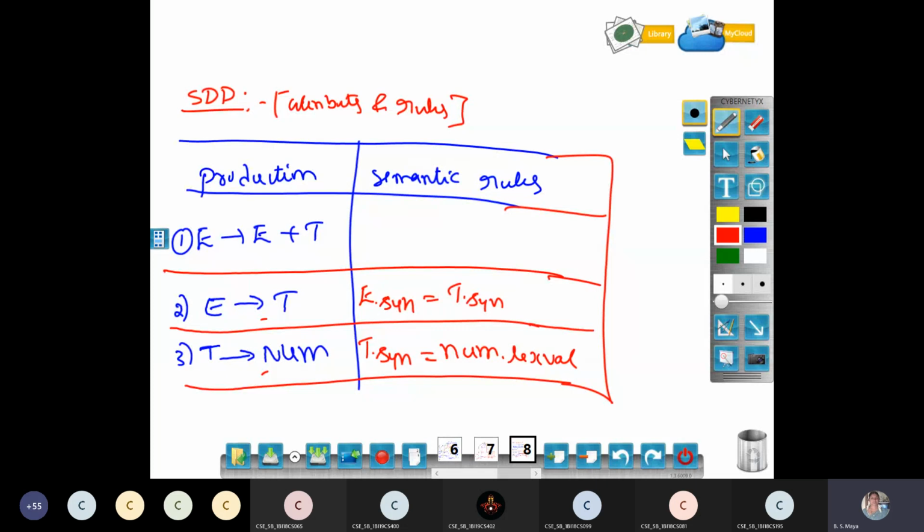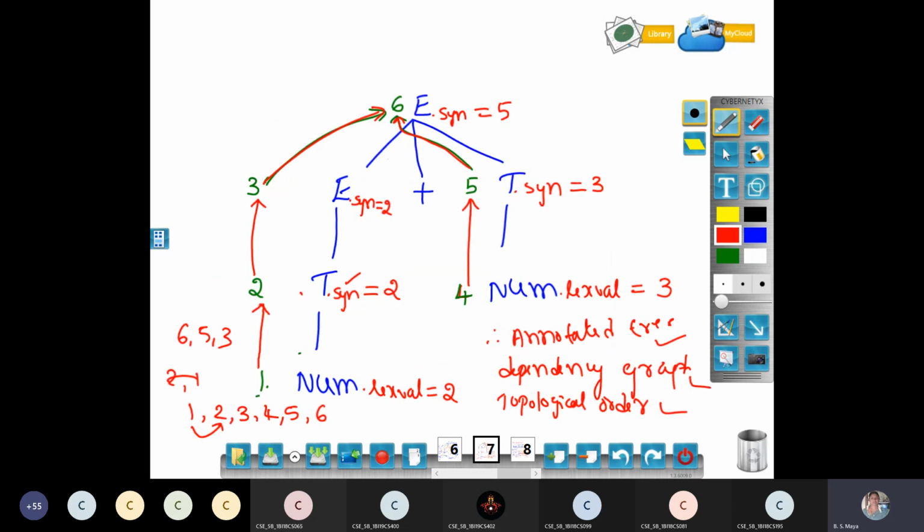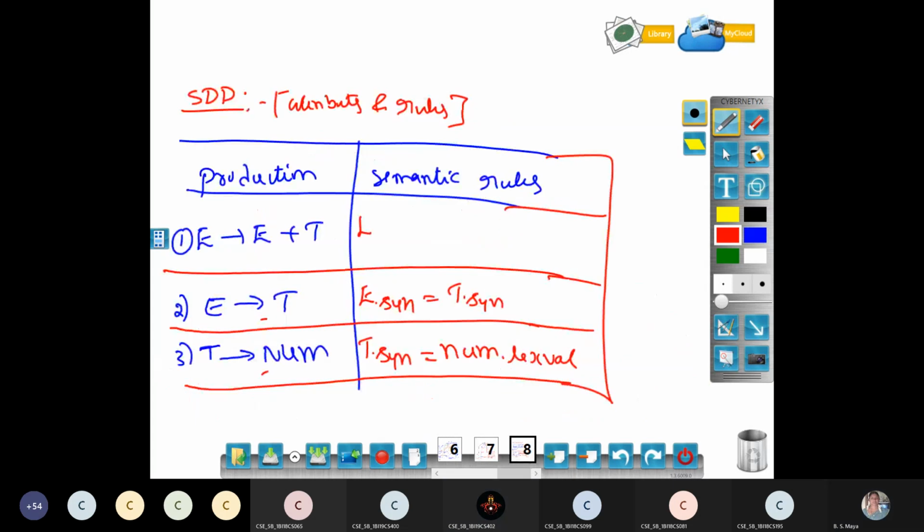Please tell me any doubt in this rule? No, ma'am. Shall I go for the first rule? The first rule is E derives E plus T. How to write? See the diagram. E dot sync is equal to E dot sync plus T dot sync. Okay, is it right? Very good. Any doubt?